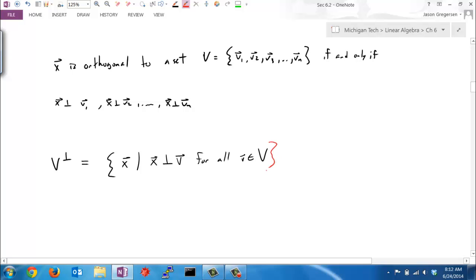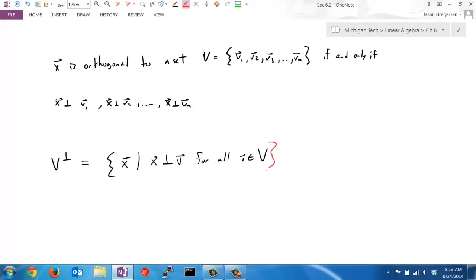So X is orthogonal to a set. We know that X is orthogonal to another vector if their dot product is equal to 0. What does it mean to be orthogonal to a set, a set with a bunch of vectors in it? Well, it's orthogonal to that set if and only if X is orthogonal to all of the vectors in that set. So it's orthogonal to V1, V2, all of them. That wasn't too bad.